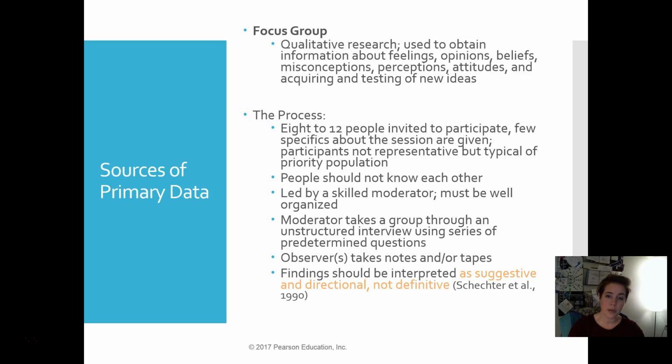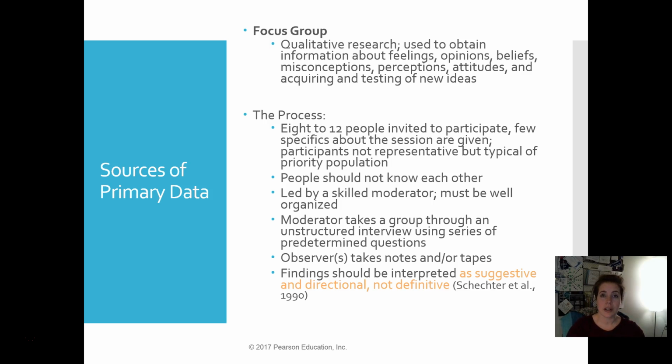So a focus group is a much smaller circle. 8 to 12 is the rule of thumb. I usually say even 10 or less. It's hard to have everybody have a voice in groups larger than 10. So you'd have a small group gathering that is ideally members of the priority population, but maybe not entirely representative. Again, you're going to get who you can get. You don't have control over that.